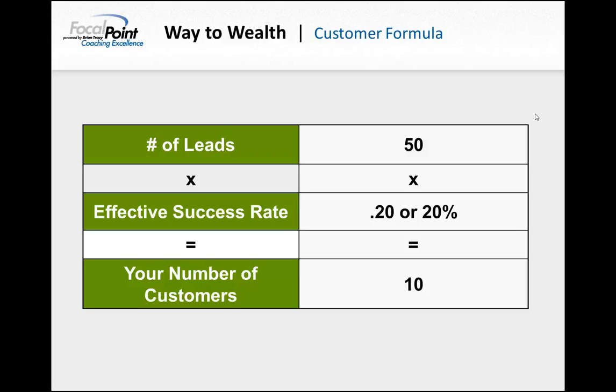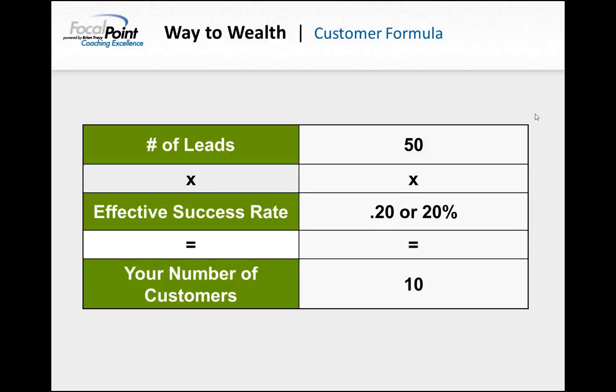It's pretty simple: your customers are a result of your lead activity times your effective success rate. In the example on the screen, there are 50 leads, you have a 20% success rate, and your number of customers is 10. A couple of things I want to say about this. Another name for effective success rate that gets used a lot is conversion rate. And the number of leads are people that actively express interest in your products and services.